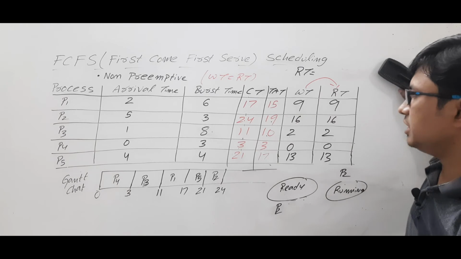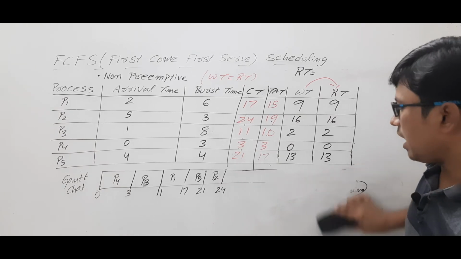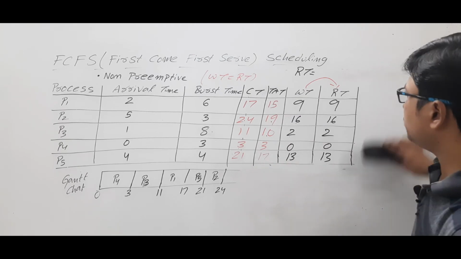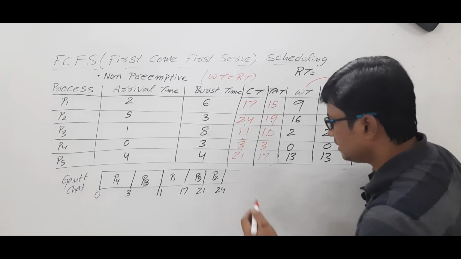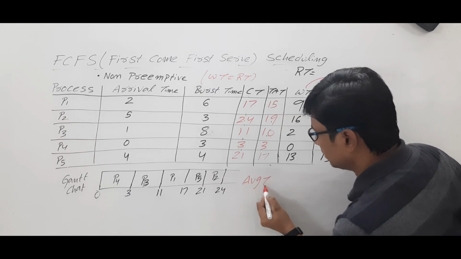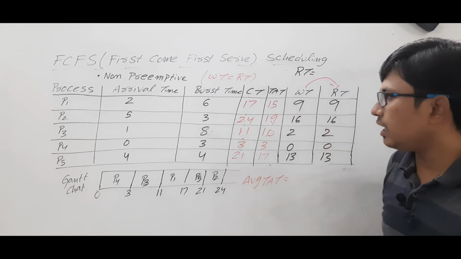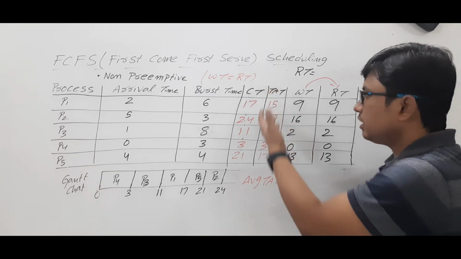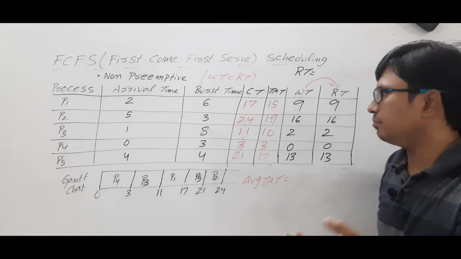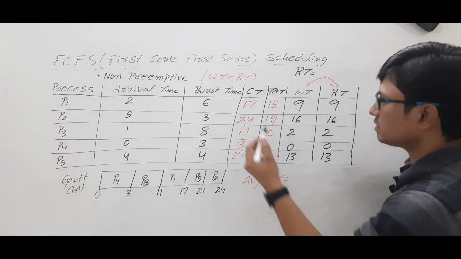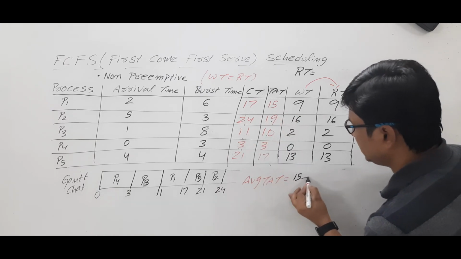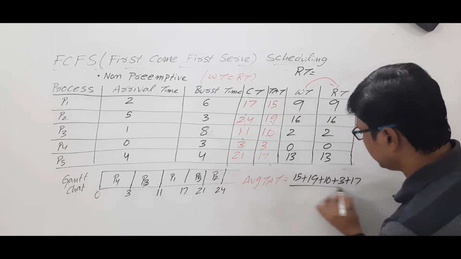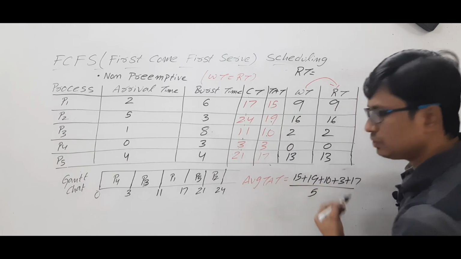Now in exams, they will ask you to compute the average turnaround time and average waiting time. These are the two parameters they usually ask. The average turnaround time is the sum of the turnaround times of each process divided by the number of processes. So the turnaround times are 15 plus 19 plus 10 plus 3 plus 17, divided by the number of processes, 5. So you can compute it.